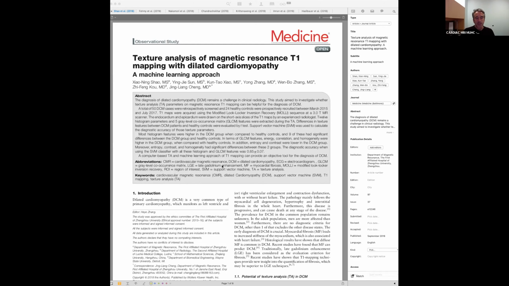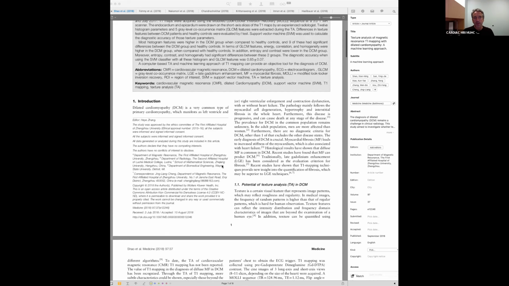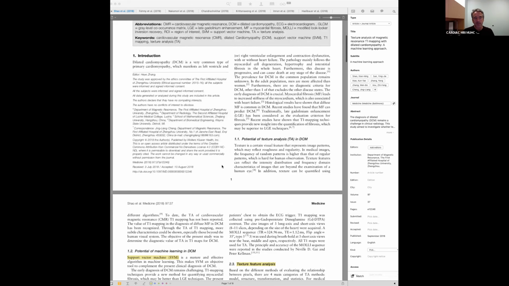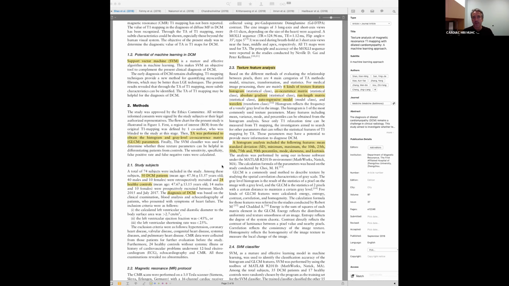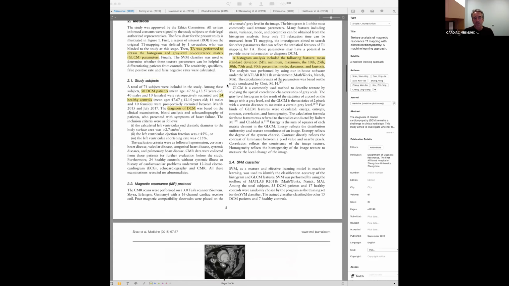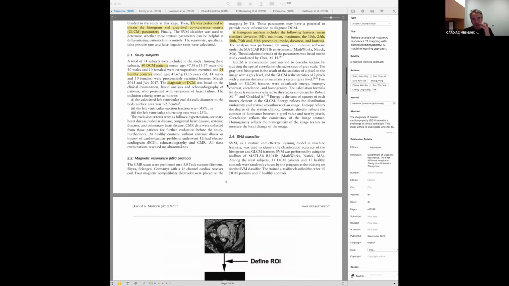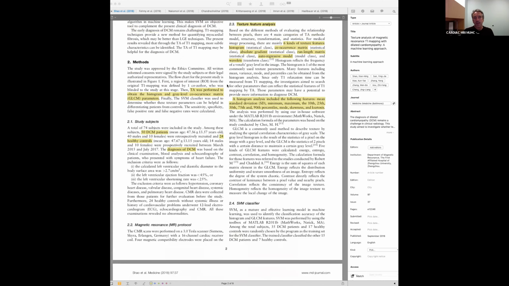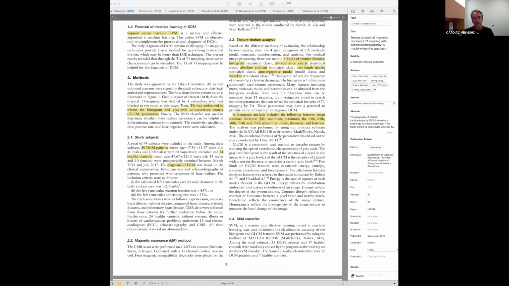So what these people did is they looked at T1 maps in patients with dilated cardiomyopathy and compared them to T1 maps of a group of healthy people. So specifically, they had 50 patients with dilated cardiomyopathy and 24 healthy controls. And then they performed a standard protocol that included T1 mapping, and then they looked for certain characteristics in the texture, so in the structure, the apparent structure of the T1 times.